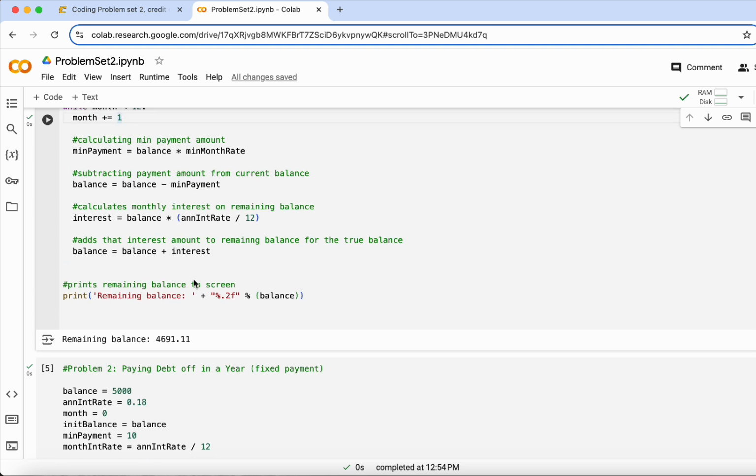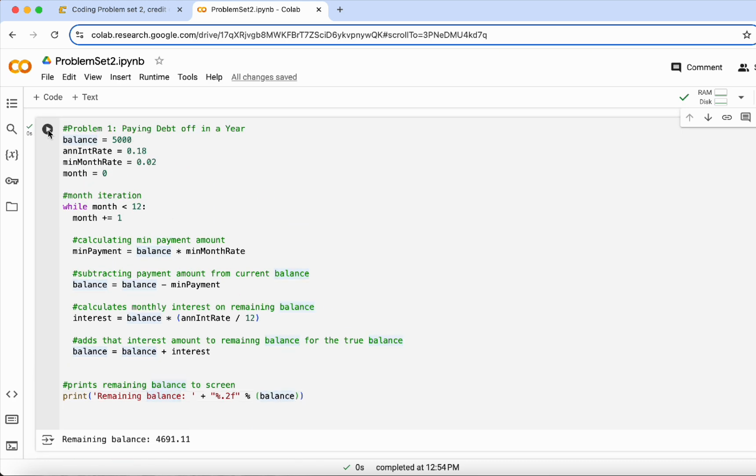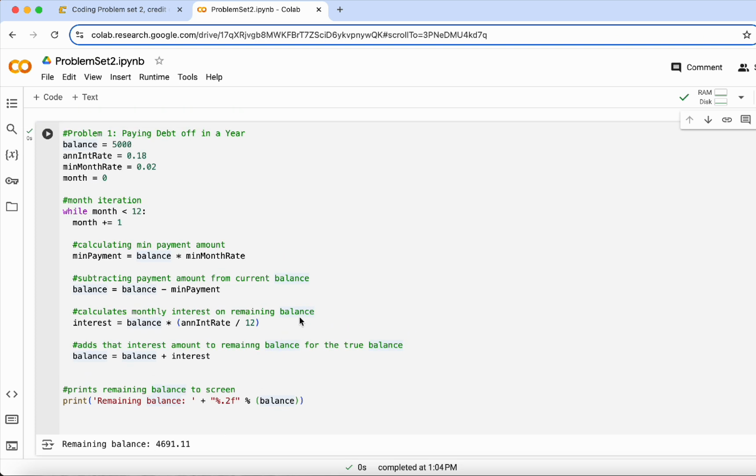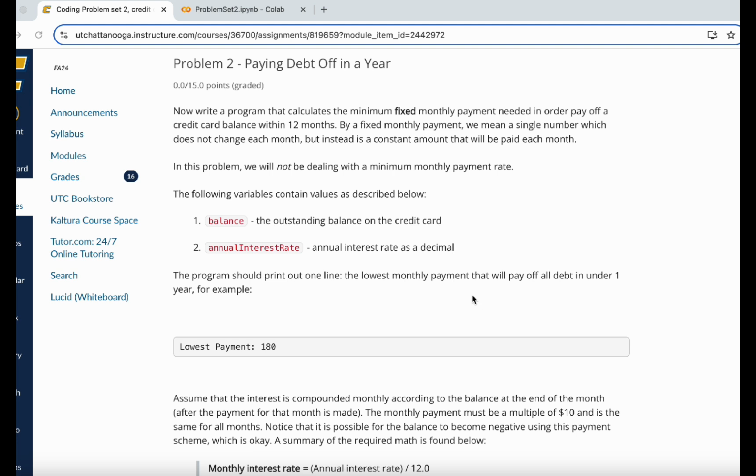And then after all of that, all we have to do is print. So we have a statement here, the remaining balance, and then this right here is just to format it into 2 decimal places, and then we print our balance. So if we were to come up here and run it, boom, we get a remaining balance of $4,691.11.